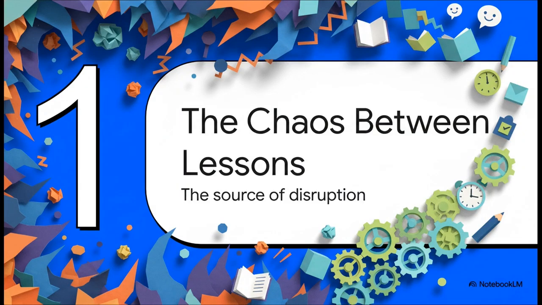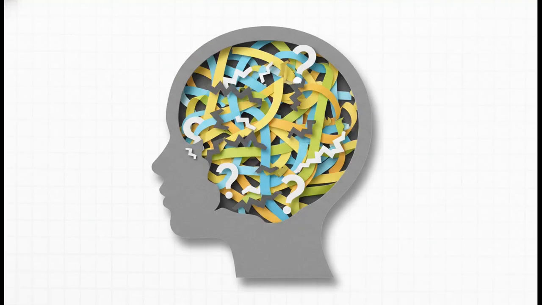Section 1. The chaos between lessons. We're on a mission to find the real source of disruption. And here's a little spoiler for you. It's probably not what you think. It's not about kids trying to be difficult. Here's the thing. Those moments without clear structure, they are exhausting for a student's brain.